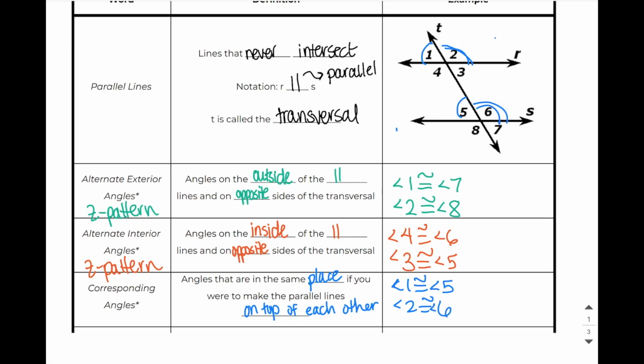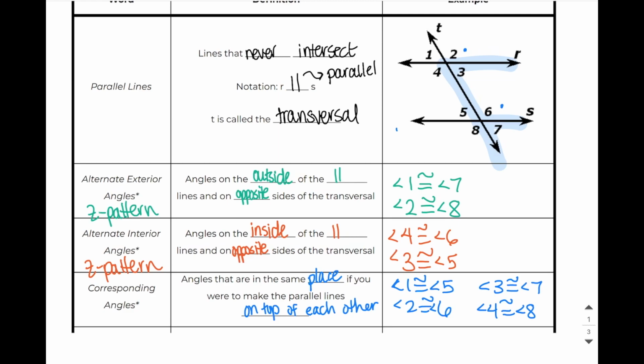Another example would be angle 3 would be congruent to angle 7. And then a last example would be angle 4 is congruent to angle 8. Now, just a quick note, let's say I were to look at angle 2 and angle 6, these angles right here make an F pattern. So this is also known as the F pattern.